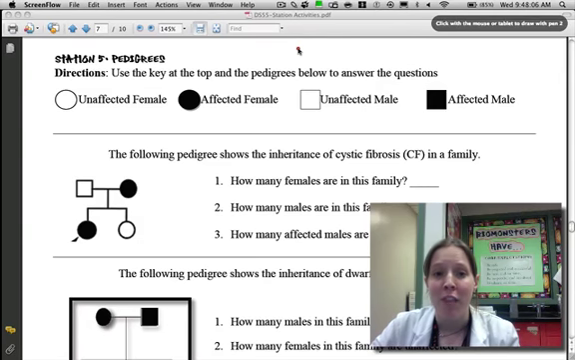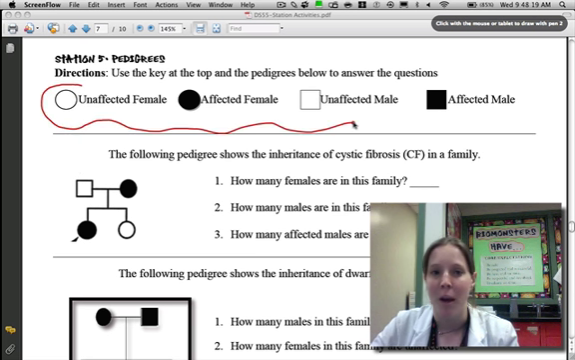So this is Station 5, pedigrees. Pedigrees are like a genetic family tree, and the key to being able to read a pedigree is to know what the symbols stand for. You'll see at the top of our paper that we have a key. This key is going to help us to read our pedigree.